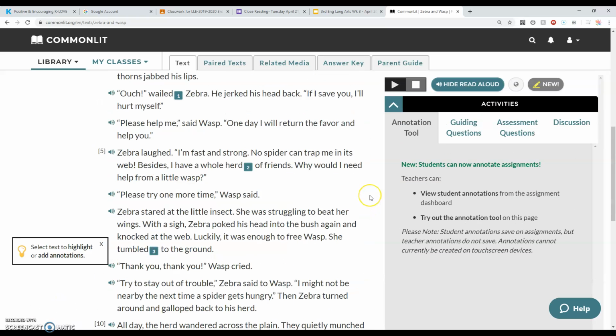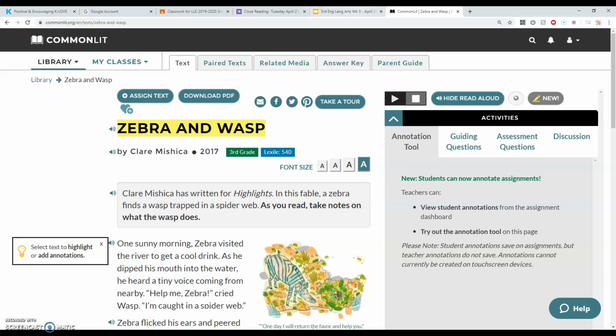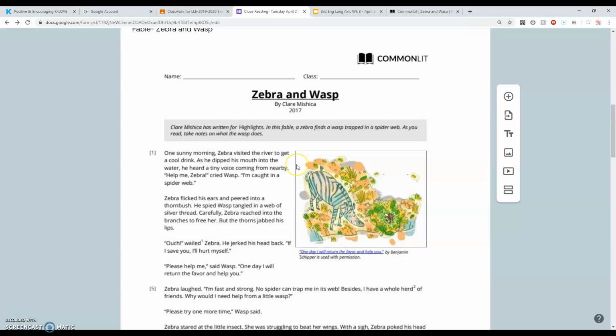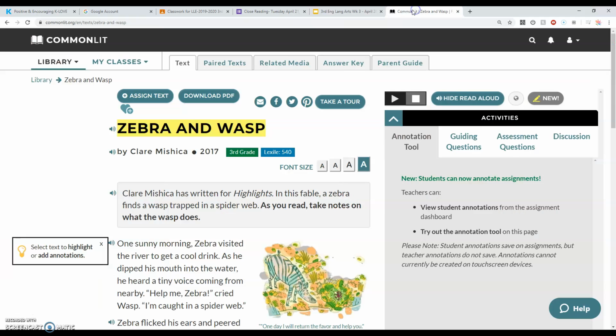Okay, so that's the end of the story, boys and girls. As I was listening to the story, I was taking notes. So the characters are Zebra and Wasp. The setting is by a river. The problem was that Wasp got tangled in a spider web. And I also noticed that Zebra thought he was strong and that he would never need help. Okay, so I want you to think today, boys and girls, what is the theme of this story?